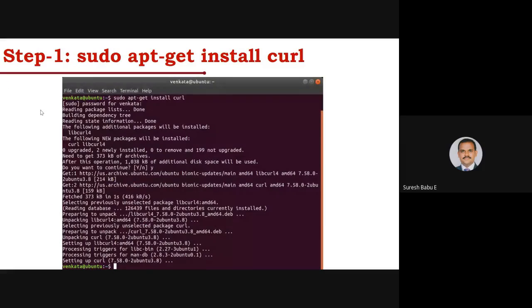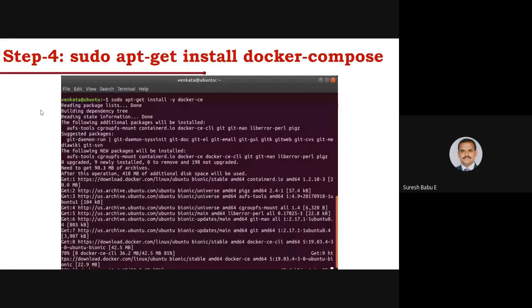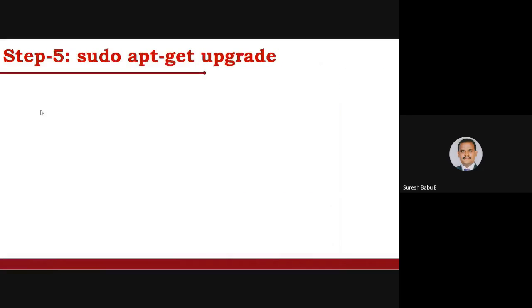And this is the first step: sudo apt-get install curl. We use it as a web tool. Curl is a web tool that acts as a client, which is going to connect you to the server through the command line. We use sudo apt-get install curl, and sudo apt-get install docker is the next step, and then sudo apt-get install docker-compose is the fourth step. Then we will upgrade whatever we install.